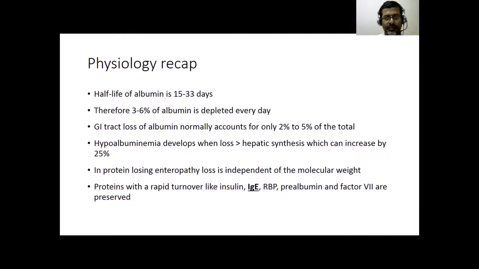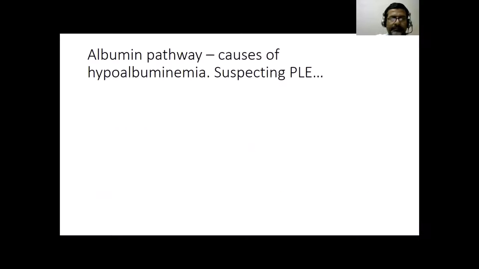Typically, in protein-losing enteropathy, the loss of protein is independent of molecular weight. That is different from nephrotic syndrome. So proteins with rapid turnover, like insulin, IgE, prealbumin, etc., are well preserved. IgE is of particular use, and I'll come to that later. So when you suspect protein losing enteropathy, it's really a diagnosis of exclusion.